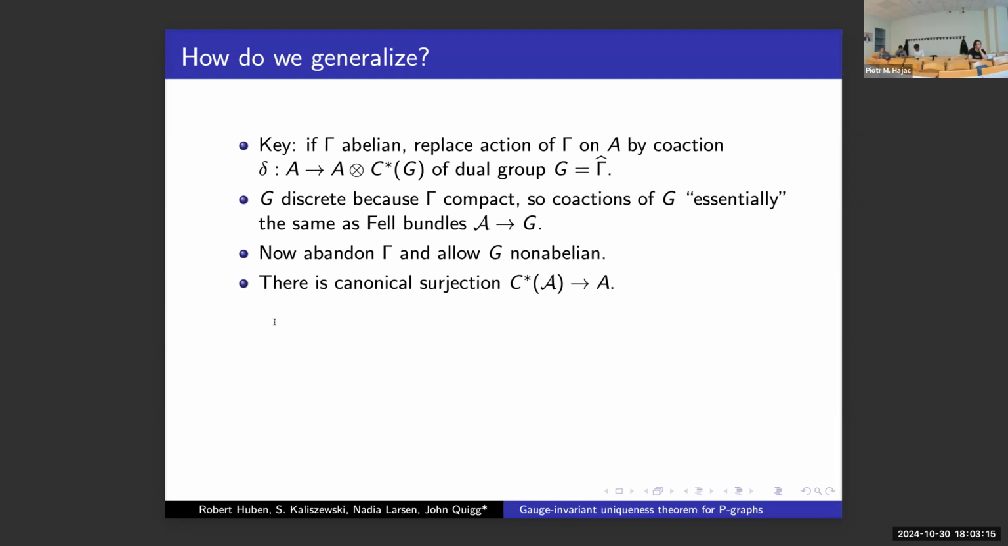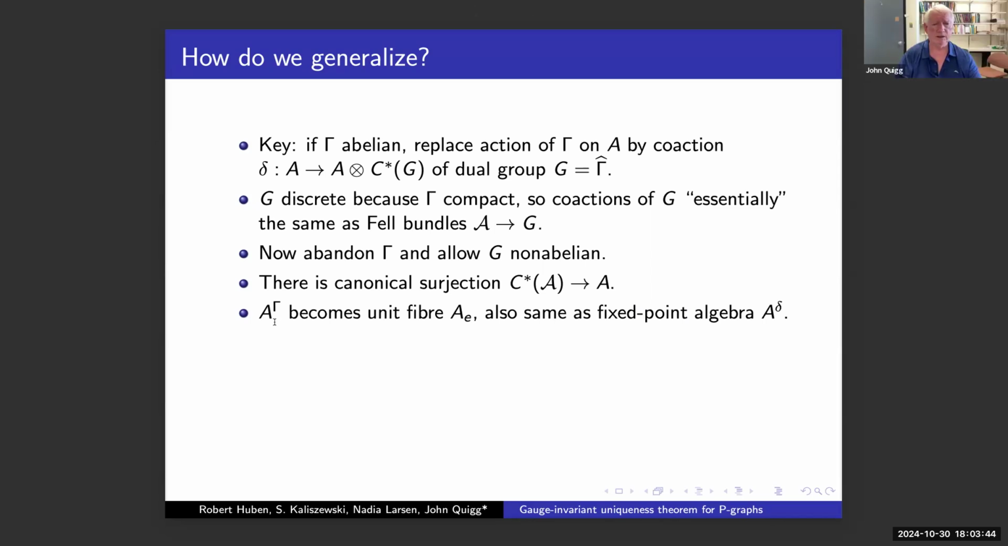So there's a canonical surjection of the C-star algebra of this Fell bundle curly A onto the original C-star algebra A. The curly A, that's the Fell bundle. Its unit fiber is the C-star algebra A. There's a canonical surjection. You basically just evaluate sections at the identity element of G. So the fixed point subalgebra under the non-existent action of this non-existent group gamma anymore becomes the unit fiber A over the identity element of G. And this is the same as the fixed point algebra under the coaction.